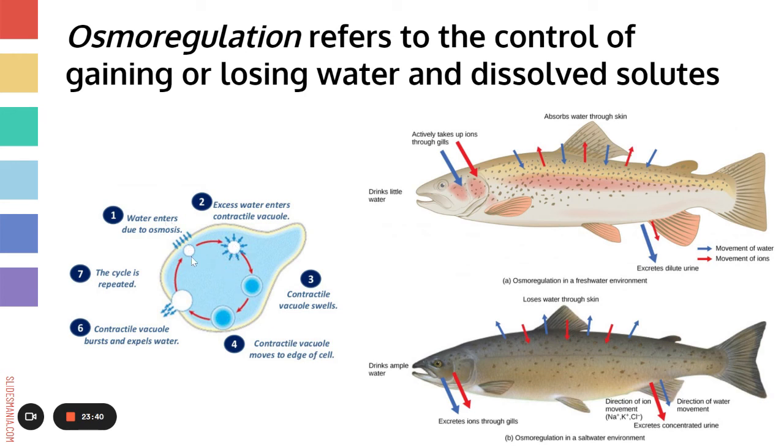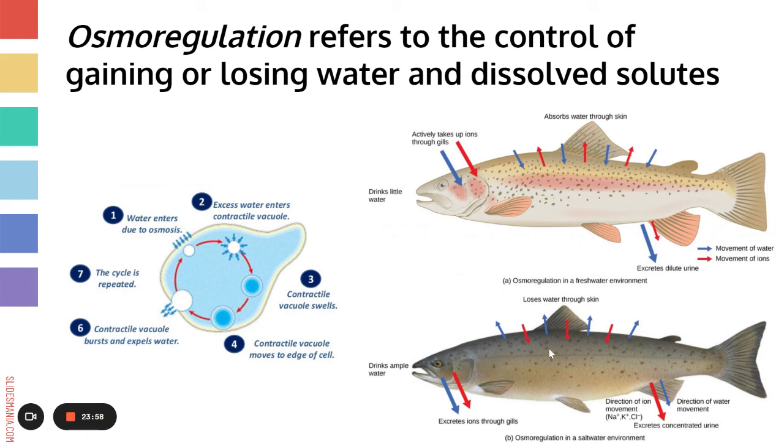And essentially, the water is going to come in and it's going to enter these vacuoles, and they are going to swell up and fill up with water. And then the contractile vacuole moves to the edge of the cell and sort of just dumps the water out. And then we just keep doing this to regulate the amount of water inside of this paramecium.